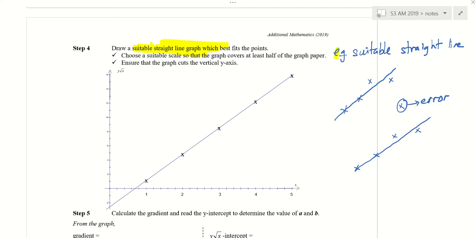Far away means this is far away. If this is 1 mm, this is 1 mm, this is at least 3 cm. Far away, very far away from the rest of the points. If this is 2 mm, then this is not an error. 2 mm means it's somewhere here, slightly longer, but still close to the line.